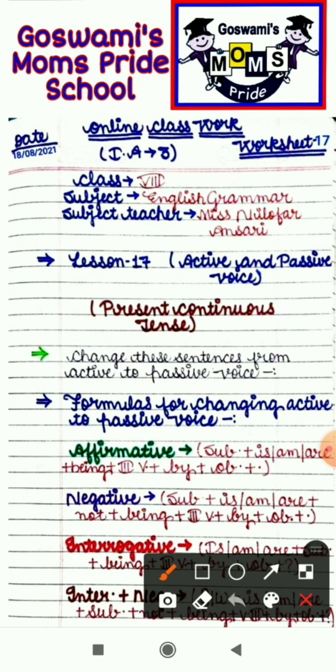So as you all know, we are doing the syllabus of internal assignment 3. Our subject is English grammar and in today's video I will explain worksheet 17, which is related to lesson 17. The topic of the lesson is active and passive voice.